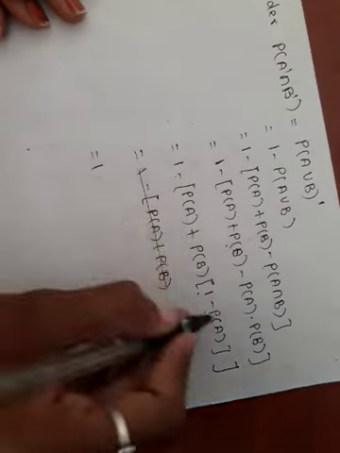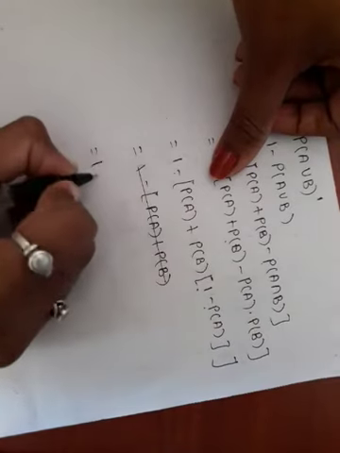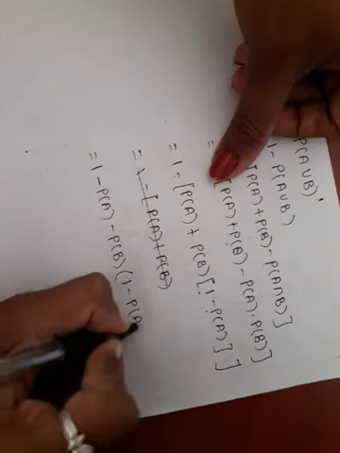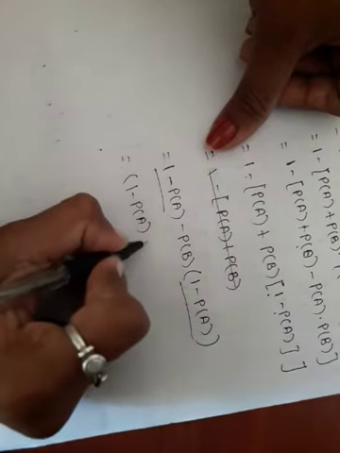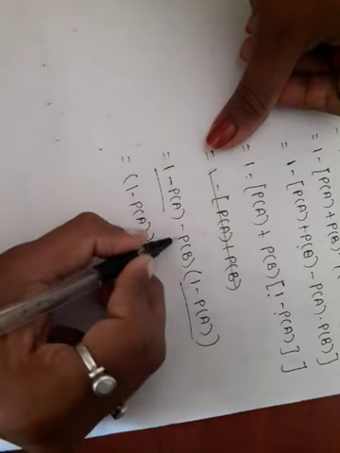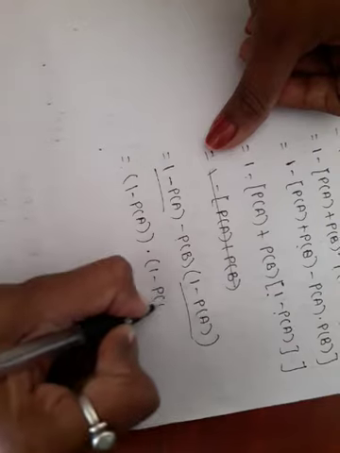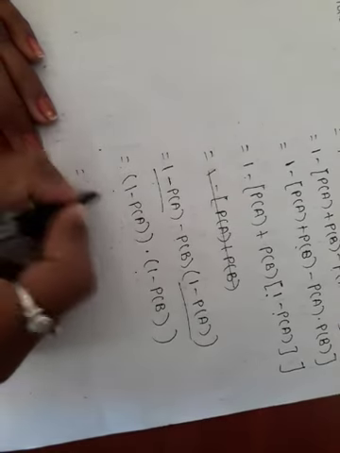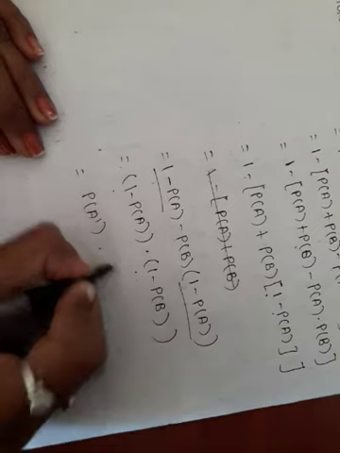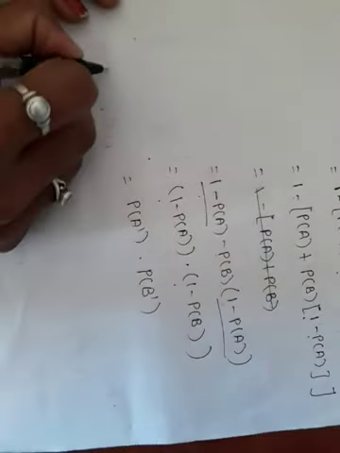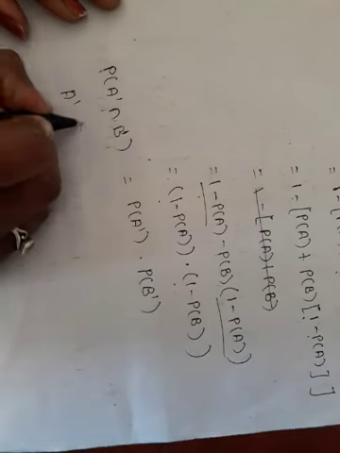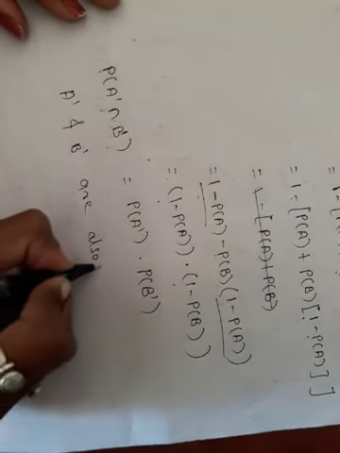Multiply this minus inside the bracket, which is equal to 1 minus P of A minus P of B into 1 minus P of A. Here 1 minus P of A and 1 minus P of A are common, so 1 minus P of A into 1 minus P of B. We took two terms, and if we multiply these two terms we get this. So 1 minus P of A is P of A dash, into 1 minus P of B is P of B dash. So P of A dash intersection B dash is P of A dash into P of B dash. Hence A dash and B dash are also independent.